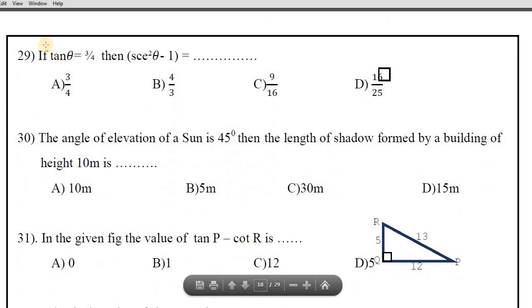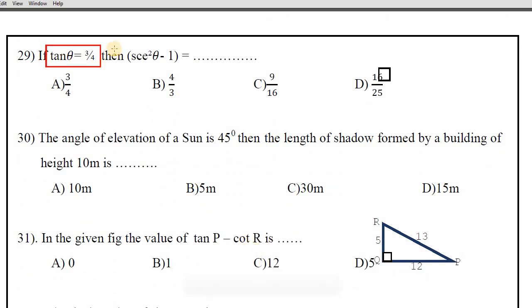Next let us see: if tan theta equals to 3 by 4, then sec square theta minus 1. Somewhere you have seen this one, sec square theta minus 1. This is the second trigonometric identity, children. 1 plus tan square theta equals to sec square theta. So bring sec square theta over, and transfer plus 1 to the other side, you will get minus 1. So tan square theta is equal to sec square theta minus 1. But here the tan theta value is given, that is 3 by 4, children. Make a square of this. 3 square means 9, 4 square means 16. So 9 by 16. Option C is right for this question.